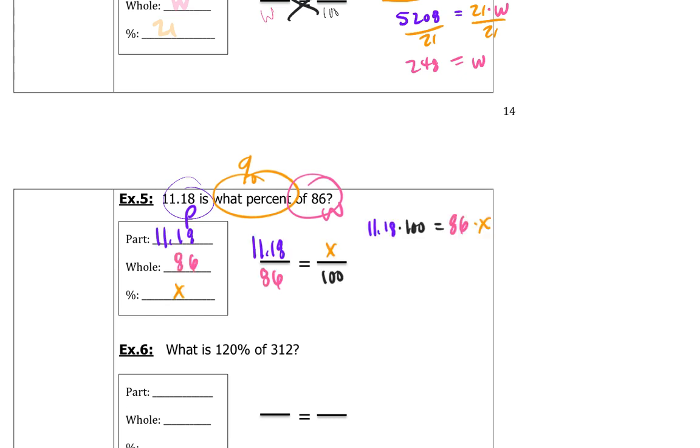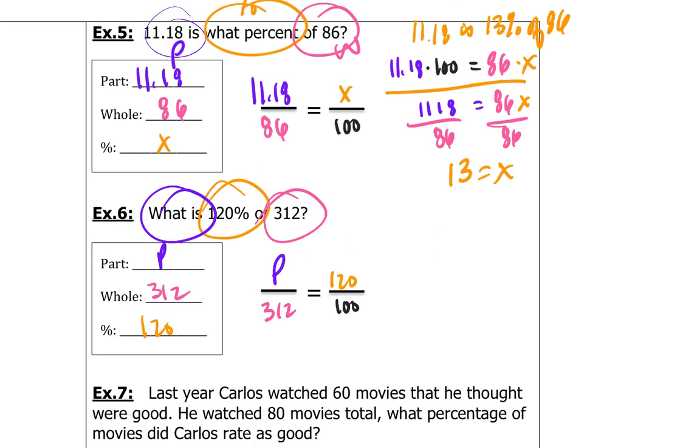Okay, so that should be your proportion, and then this should be your cross product equation. Okay, keep going. Okay, that's what your proportion should look like. Now you're just gonna solve, right? Go.